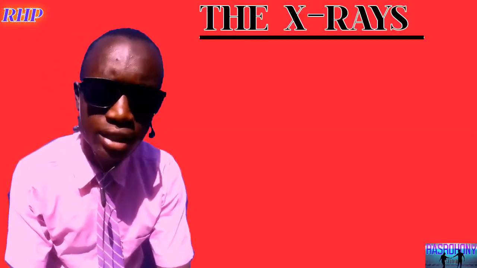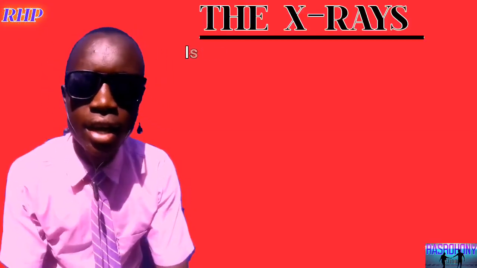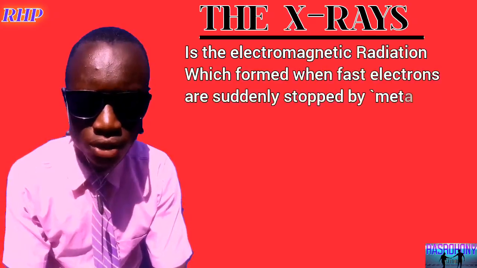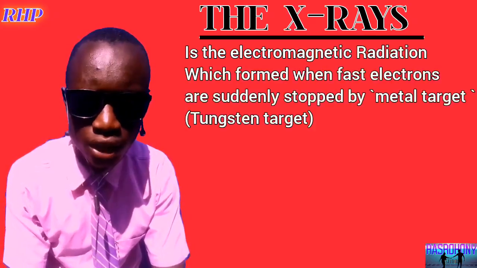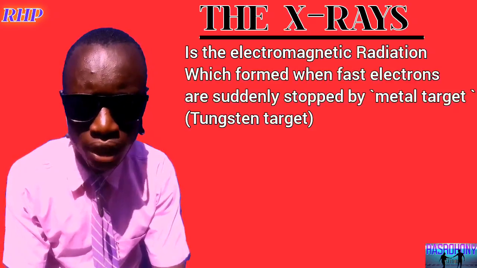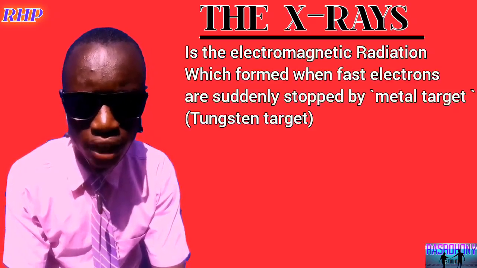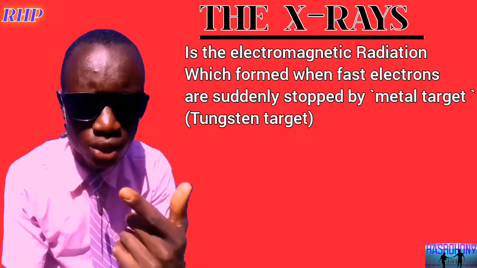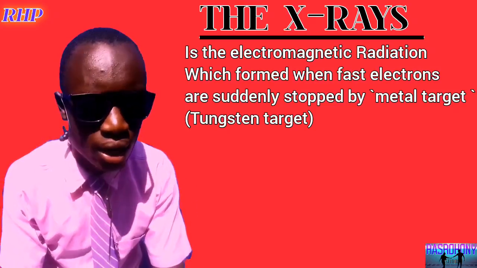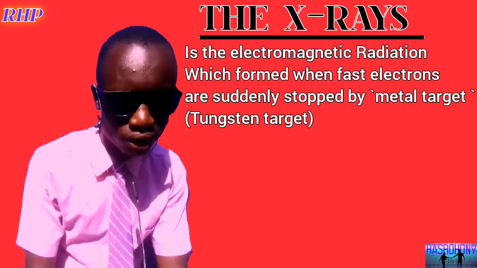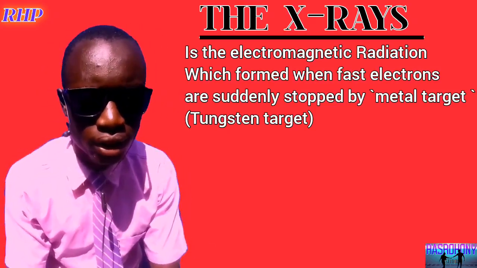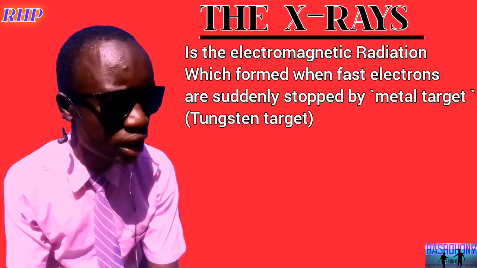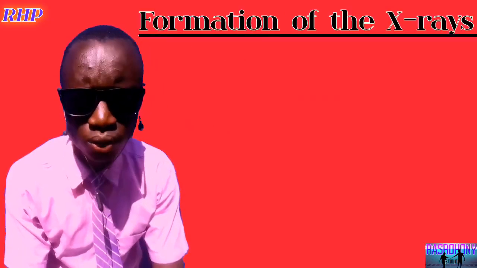Firstly, we need to know what an X-ray is. X-rays are electromagnetic radiations which are formed when fast electrons are suddenly stopped by a metal target, a tungsten target. A tungsten target is used because it has a high melting point so that it cannot melt off. Anyway, how do we achieve the production of an X-ray?